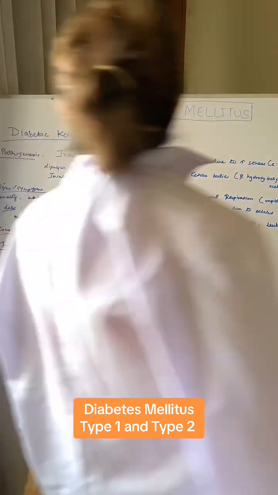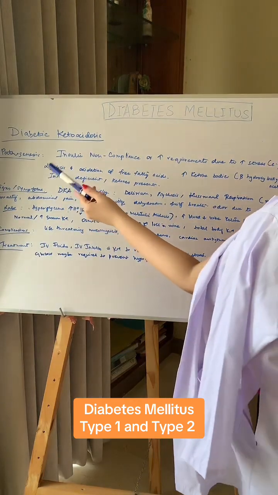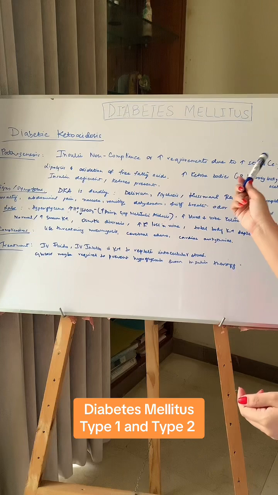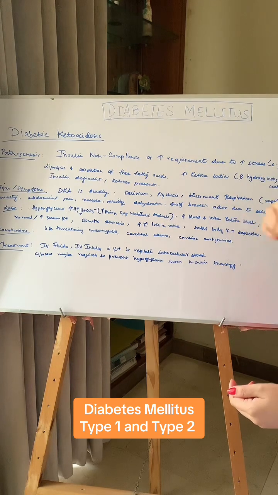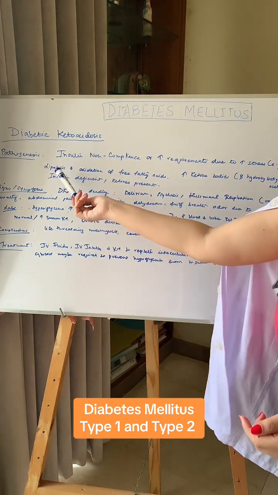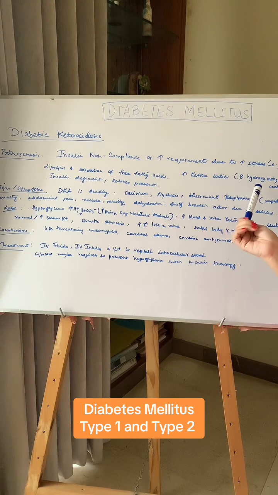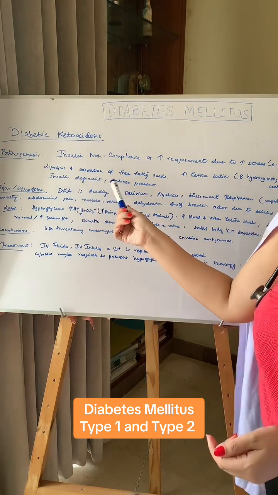So what is diabetic ketoacidosis? Now, the pathogenesis is insulin non-compliance or increased requirements due to increased stress, for example, infection. Basically, it causes lipolysis and oxidation of free fatty acids, increased ketone bodies, beta-hydroxybutyrate acidosis, all right? And there's insulin deficiency and ketones are present.